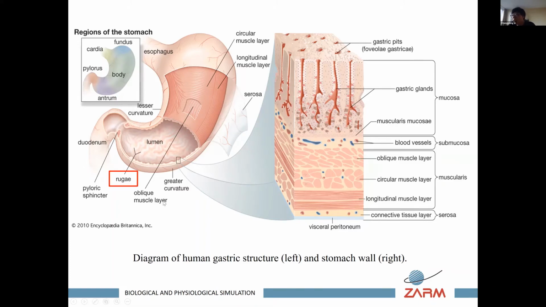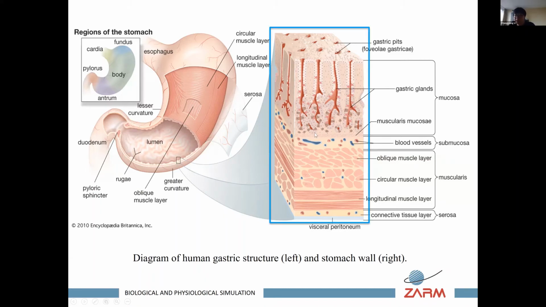Gastric rugae are coiled sections that exist in the mucosa and submucosa layers on the inner stomach surface. Rugae allow the stomach to stretch in order to accommodate large meals and help to grab and move food during digestion. The gastric wall is around 5 millimeters in thickness and is composed of 4 layers.